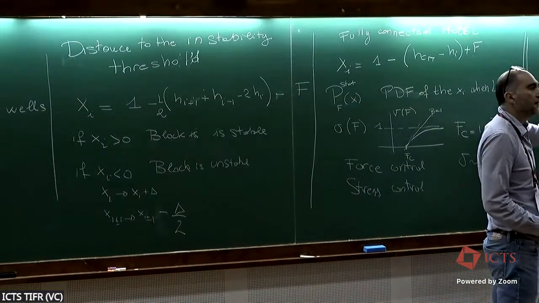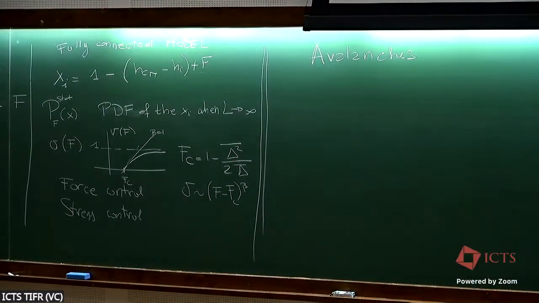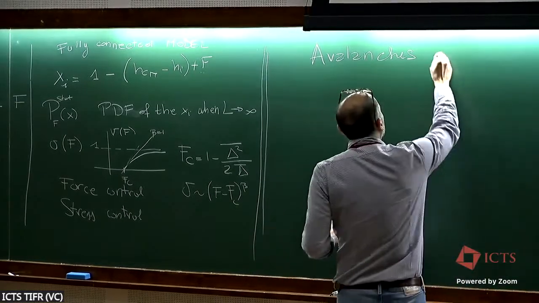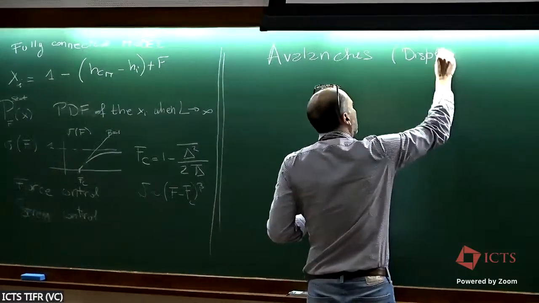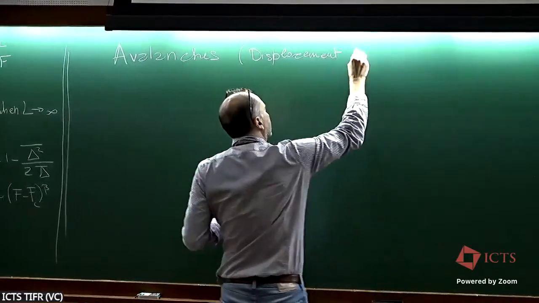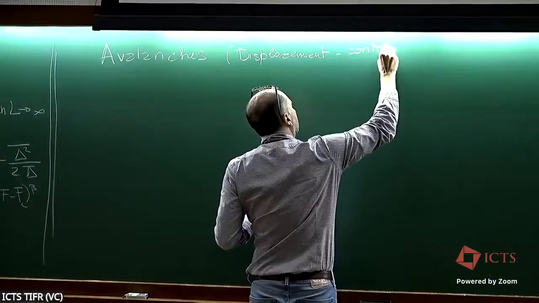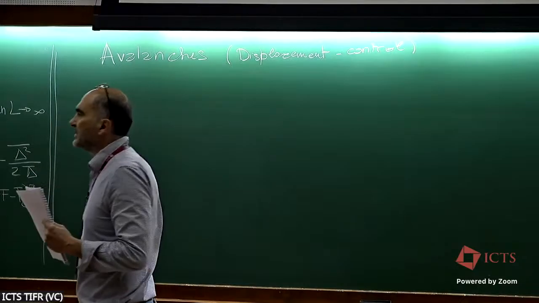So now, what you would like to do when you study the avalanches is to work at a force which is fixed, okay, and to produce avalanches at that force. And so this is possible, but you have to modify a little bit. And so this is called the displacement or strain control.